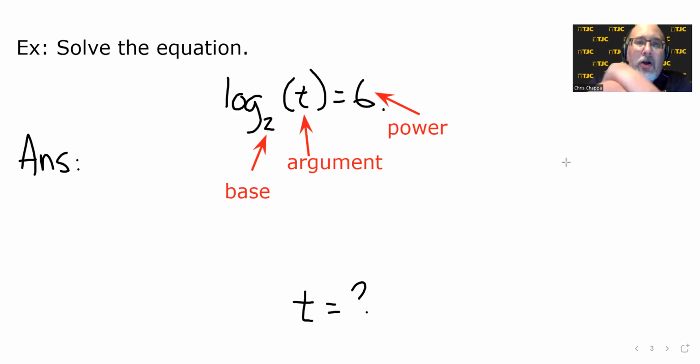The answer to a logarithm is the power that turns the base into the argument. So we can rewrite this in exponential form, and that will remove the argument from inside the logarithm.